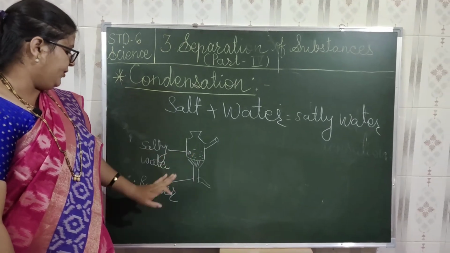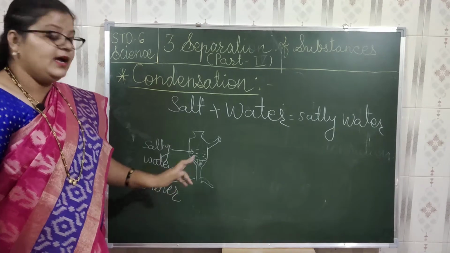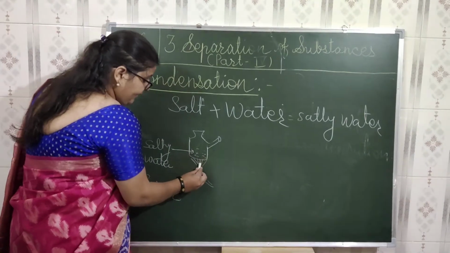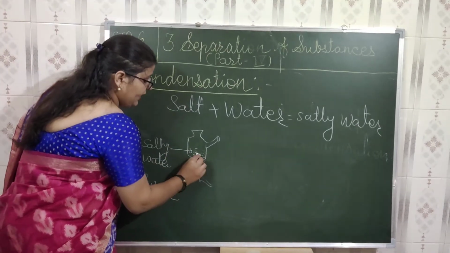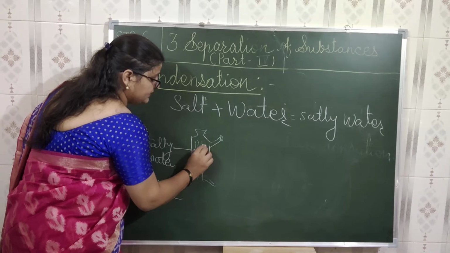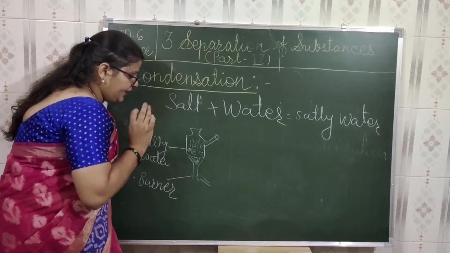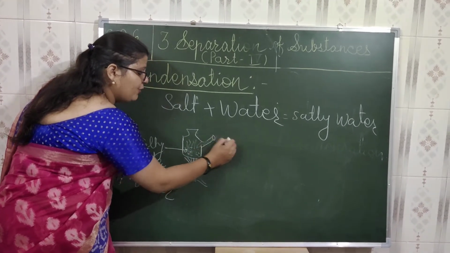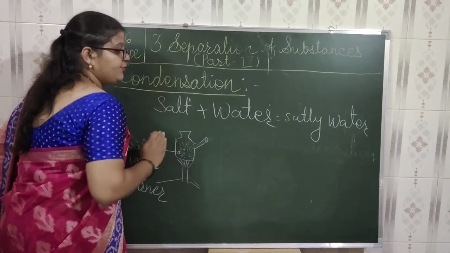So now what do I have? I have salty water, wherein salt and water are there. I am giving this heat by use of this burner. Eventually, as this water gets the heat, it is going to start boiling and water vapors are going to be generated. These water vapors are going to pass through the spout, the opening out here, and come out of the spout.